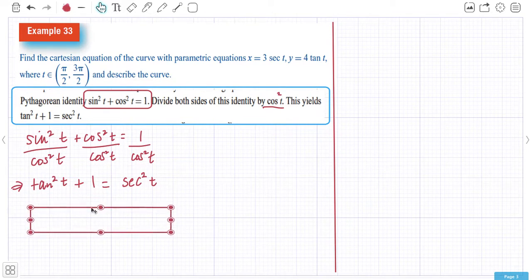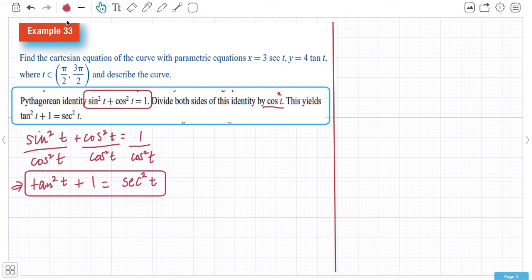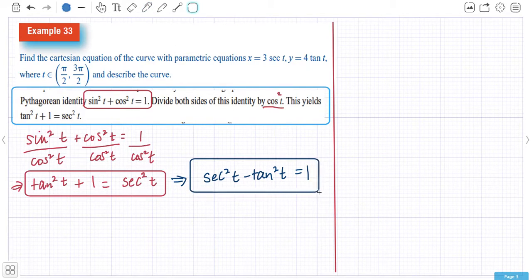than the sine and cos, and that's in this situation. I'll just do it in a different colour. If I take or keep the one on this side, I'm going to take the tan squared to the other side. What we have is sec squared t take tan squared t equals 1. This version, in the big blue box, is very similar to this now.